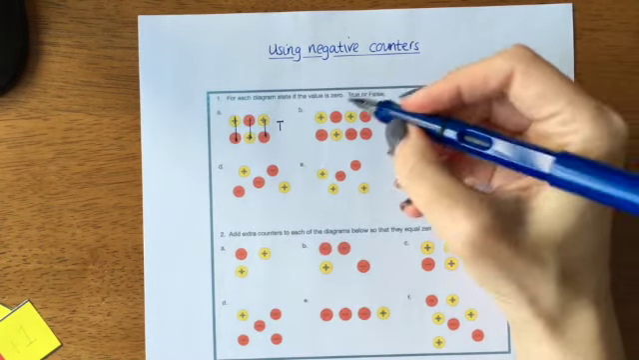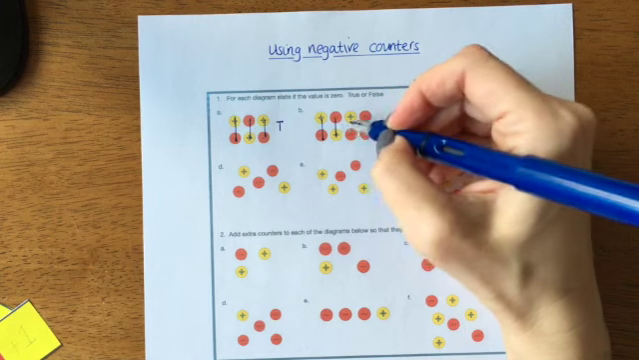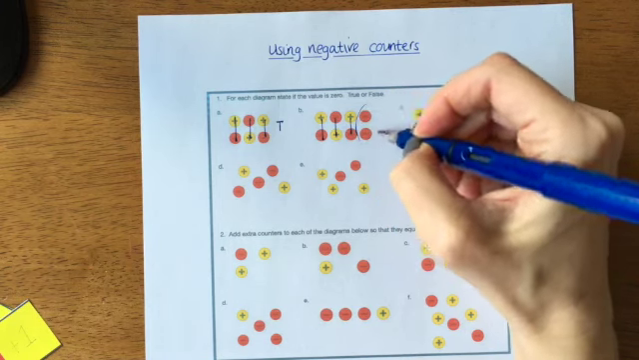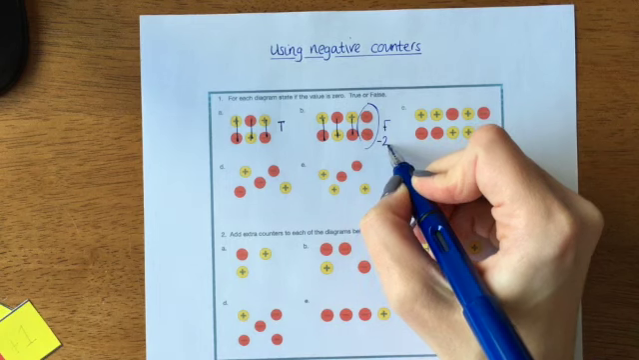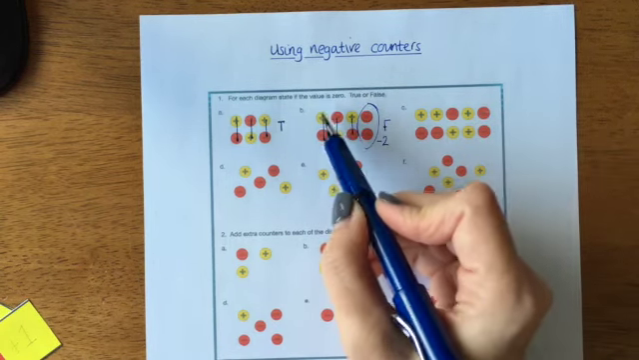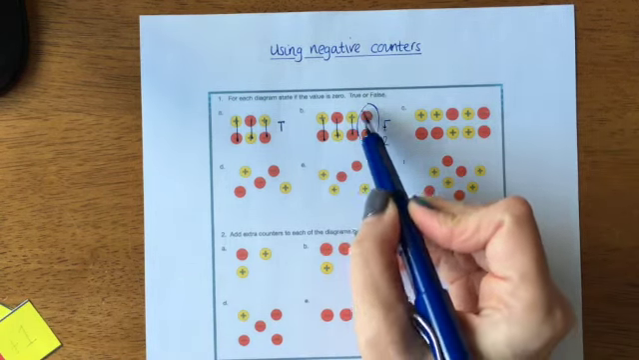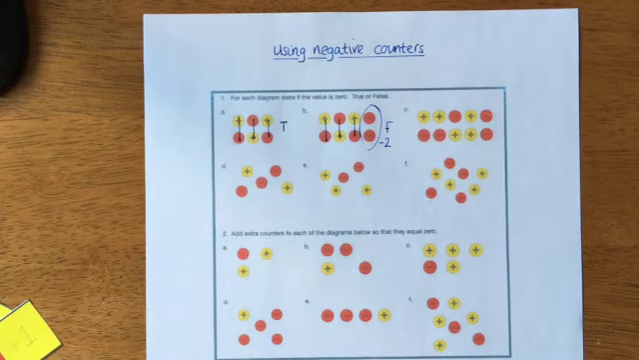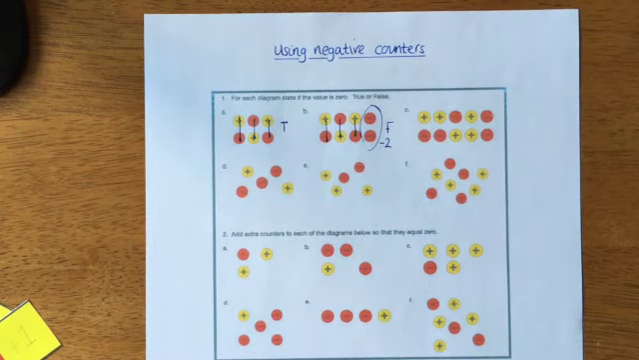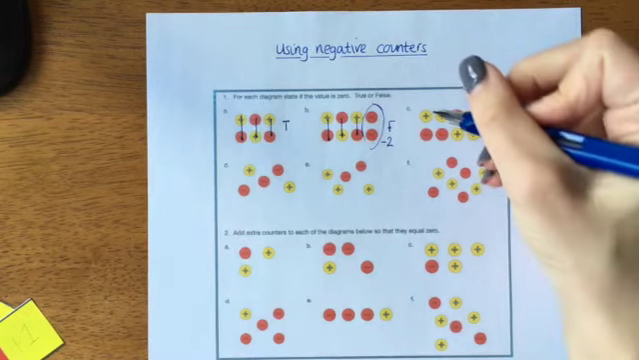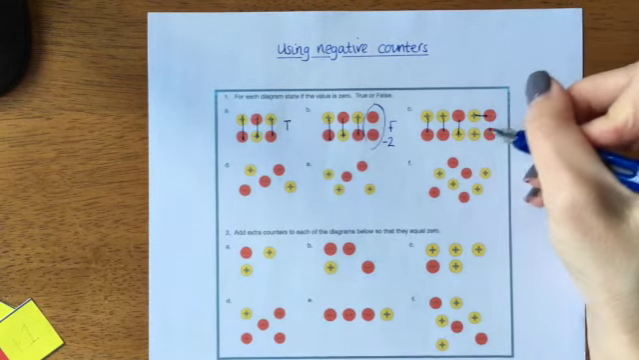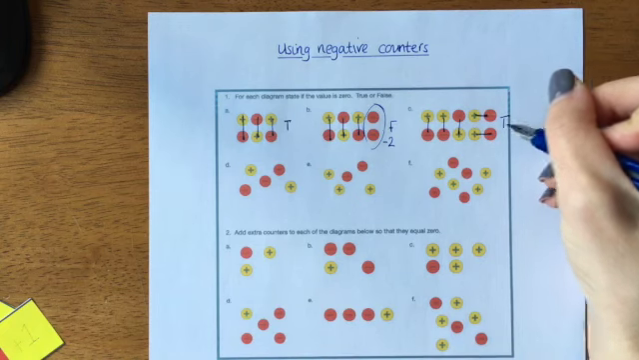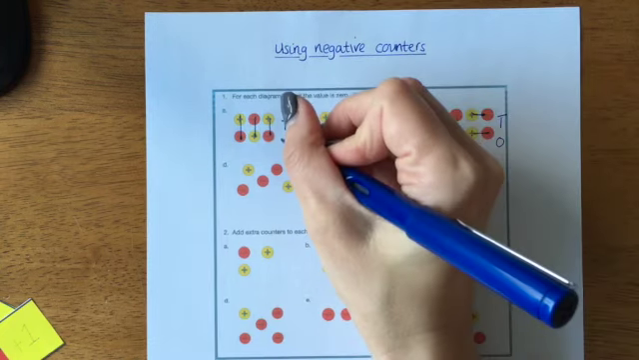Let's try it on this one. So here's a pair, here's a pair, here's a pair. That's what I've got left. So this one is false. And what this one makes is -2, because these are all worth 0, and then I'm left with 2 negatives, so it's -2. Next ones. So pair, pair, pair, pair, pair. So yes, this is true. This makes 0.